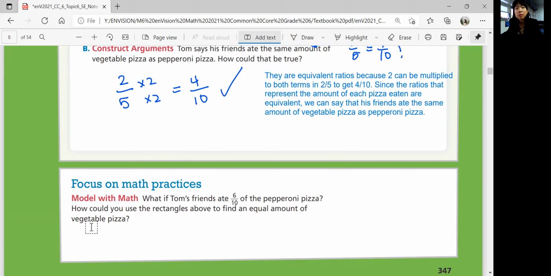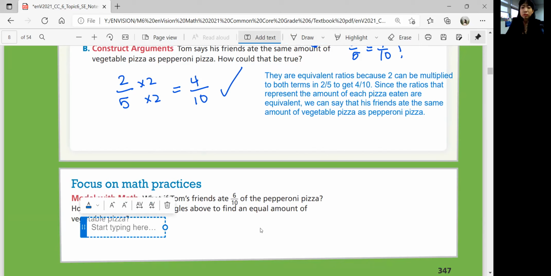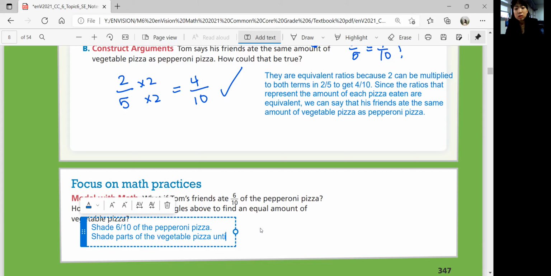So let's summarize and write that down. You can shade 6/10 of the pepperoni pizza. And you can shade parts of the vegetable pizza until the shaded amount of the pizzas is equal.